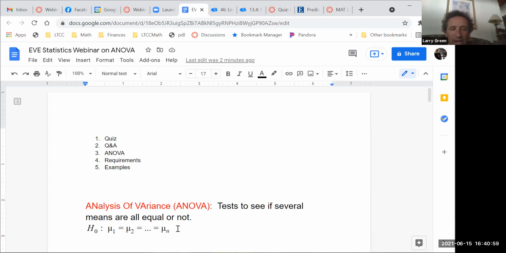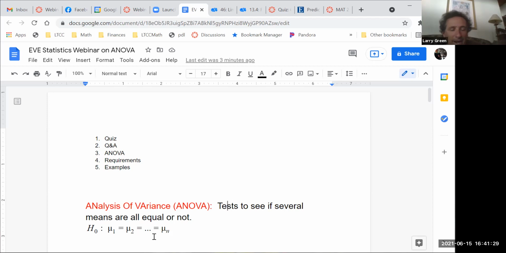Okay, so H naught. H naught is pretty easy to write. You learned from chapter 10 that if you're comparing two independent means, then H naught was mu1 equals mu2. Do you remember that? So now we're just going to extend that. If we were comparing three means, we'd have mu1 equals mu2 equals mu3, and that would be H naught.